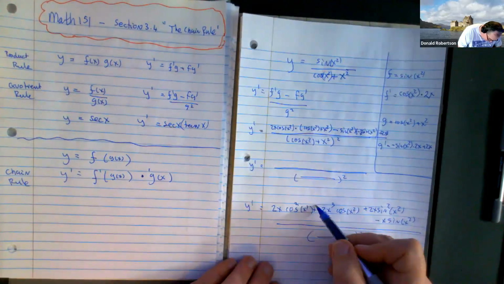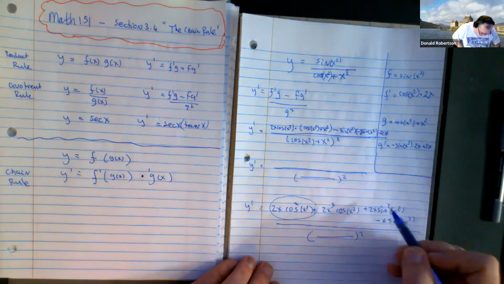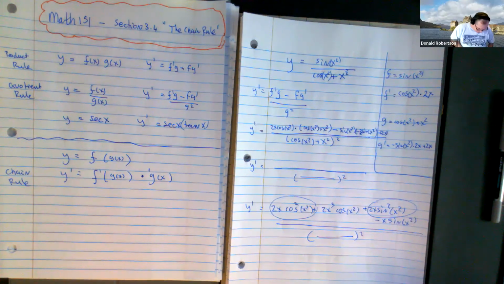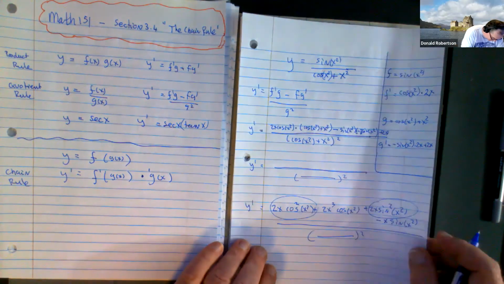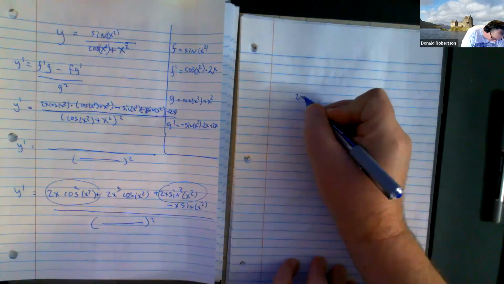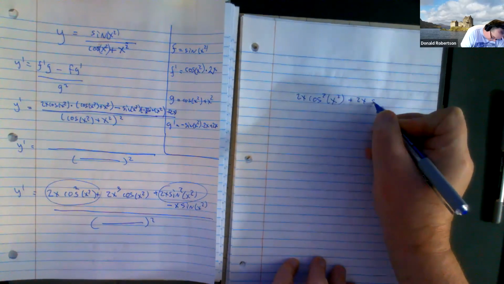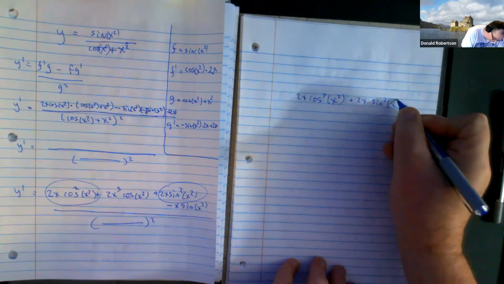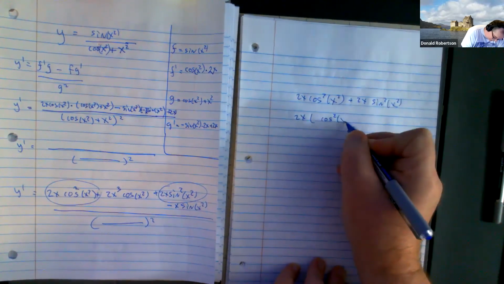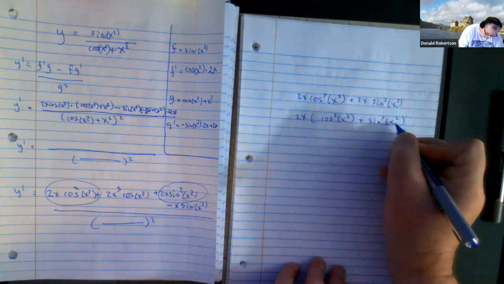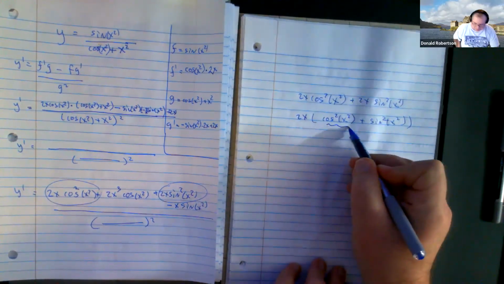And if you take this guy and this guy, what do you get? It's the only two that really play. 2x cos squared plus 2x sine squared. Let's just focus on these two guys. If I pull out 2x as a common factor, I get this fella. What do you think that is equal to?